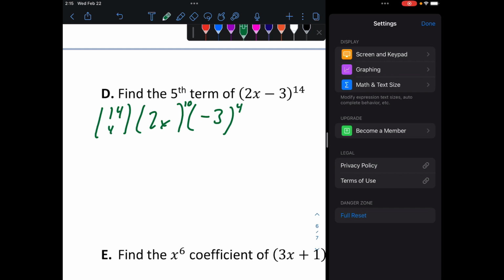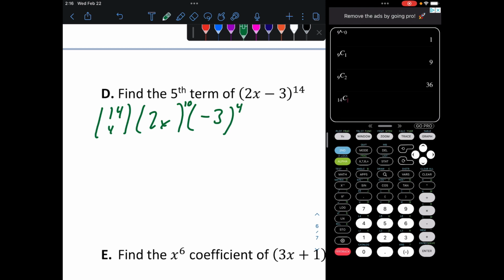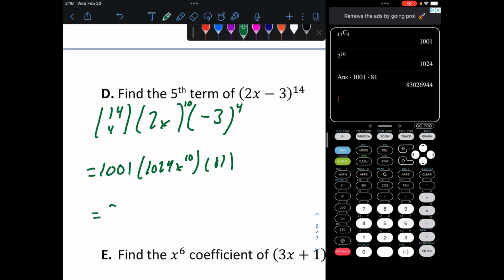All right, so we have 14 choose 4. I'm going to use my calculator for that. 14 choose 4 is 1001. 2 to the 10th is 1024, so times 1024x to the 10th. And then 3 to the 4th is 81. So times 1001 times 81. So my term would be 83,026,944 x to the 10th.